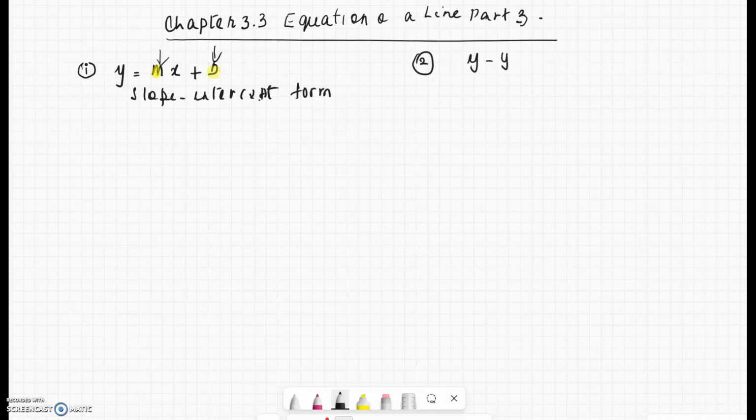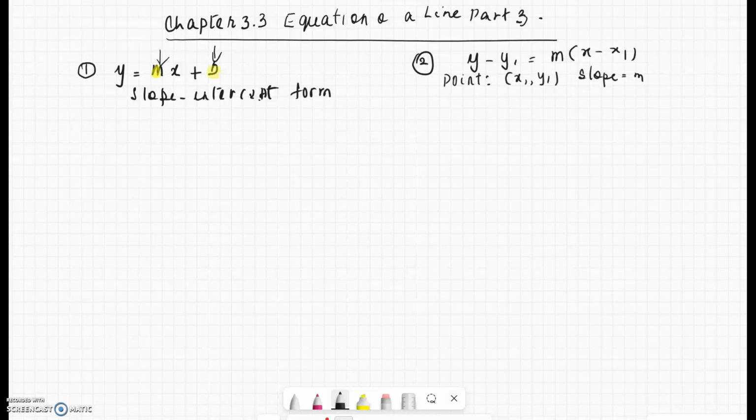Now the other one is called the point slope form. Y minus y1 equals m times x minus x1. It's called the point slope form because what's given is a specific point on the line, and that is x1 comma y1, and we have the slope, which is equal to m. If you're given the slope, if you're given a point, then that's the form that you'll need to use.